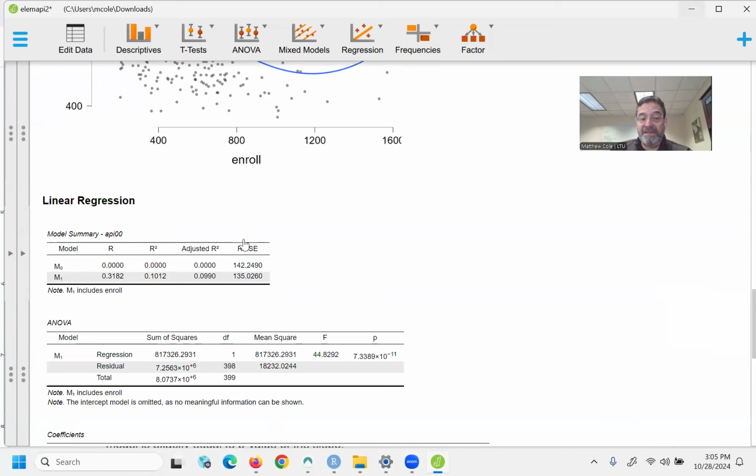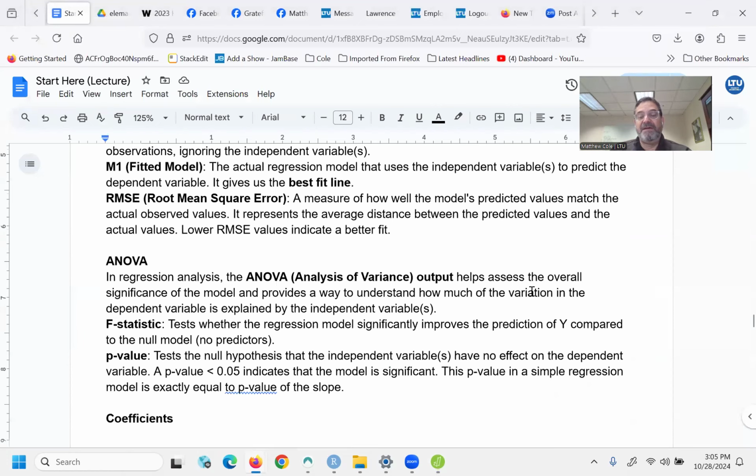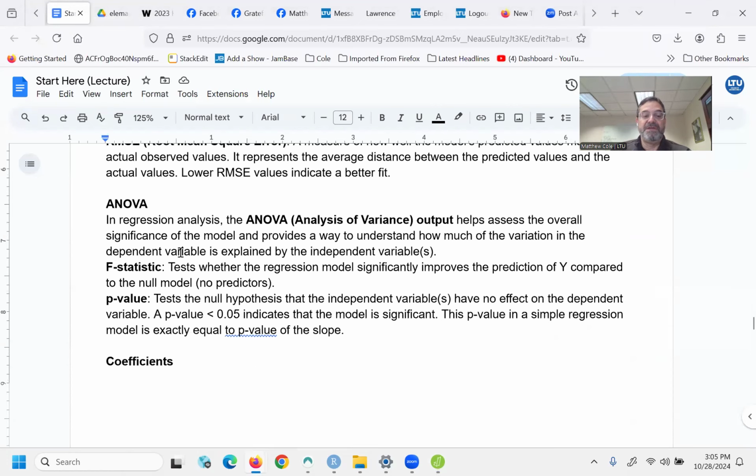And then the ANOVA tells us that in fact, M1 is significantly better than M0. So we can infer that something is changing, is having a significant effect on Y. That's what the ANOVA is doing.